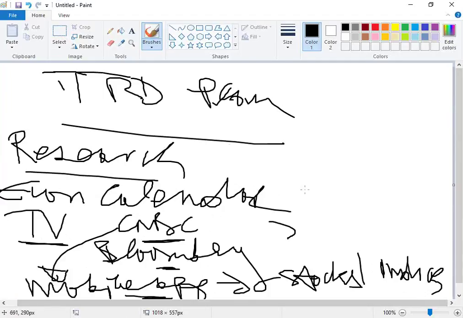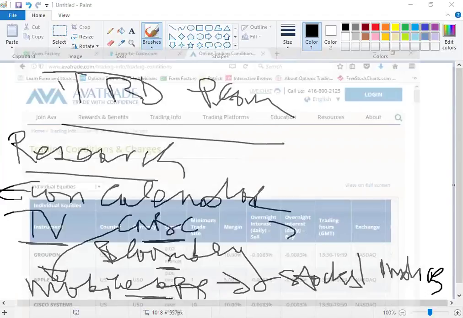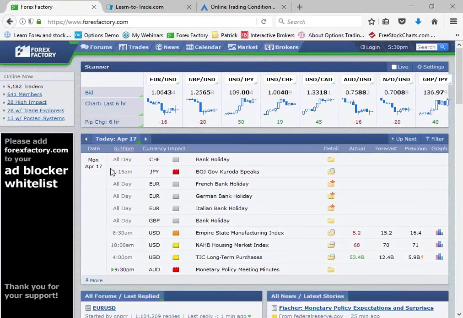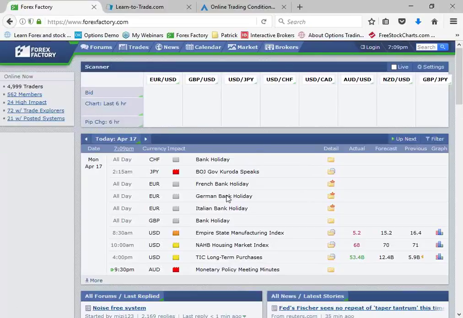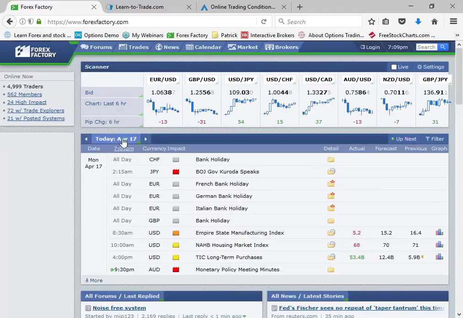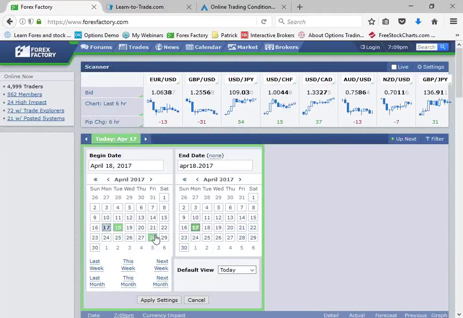So where do we get our economic calendar? Always be aware of what's going on with regards to the economy. So Monday, you can see there was a bank holiday, so nothing really happening. But tomorrow, you'll actually see, let me just change this to the 18th.